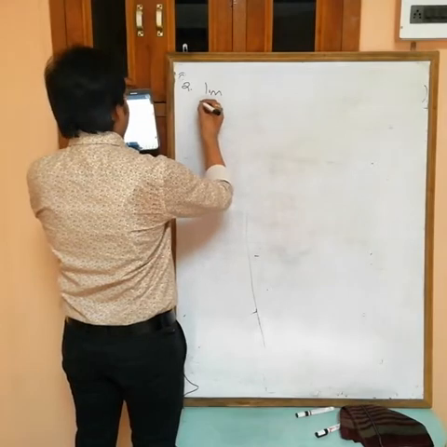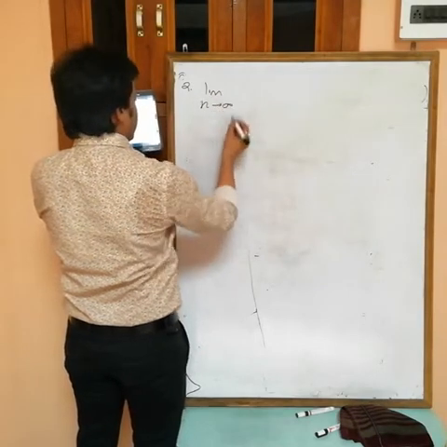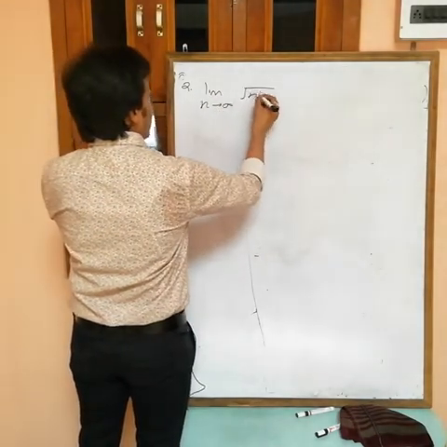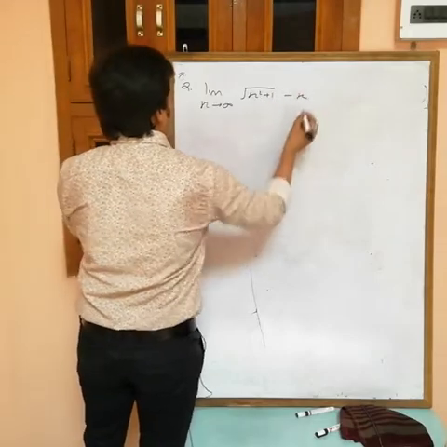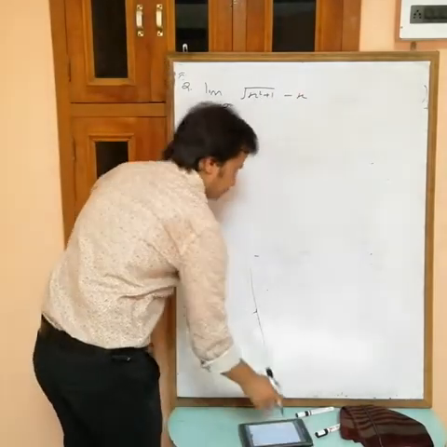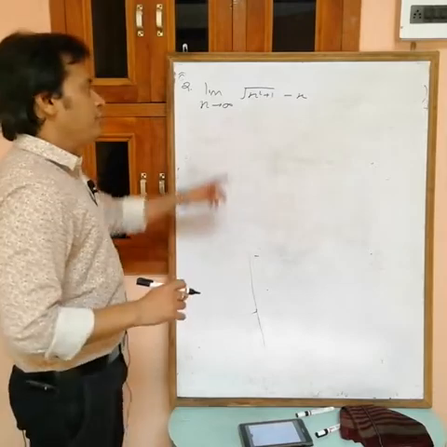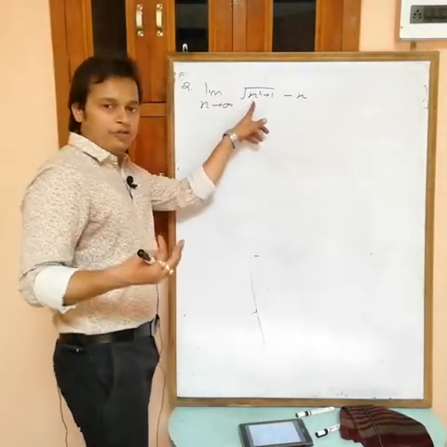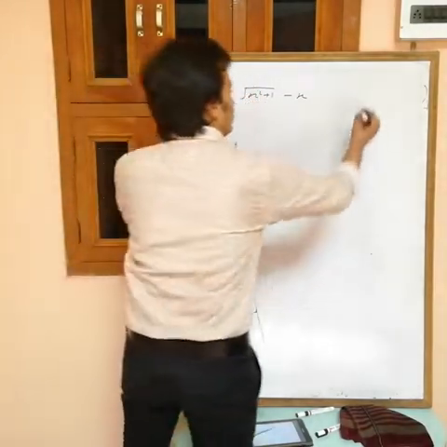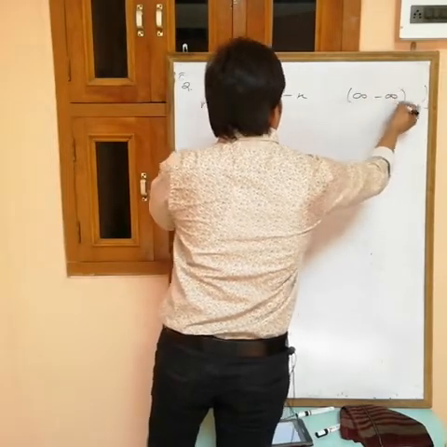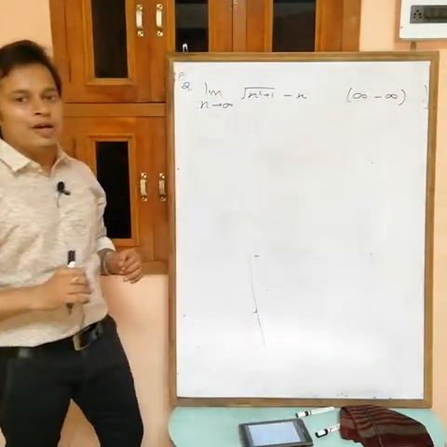Limit x tending to infinity root (x square plus 1) minus x. If you put x equals to infinity, root over infinity square, infinity plus 1, infinity, root infinity is infinity, minus infinity. This is infinity minus infinity.